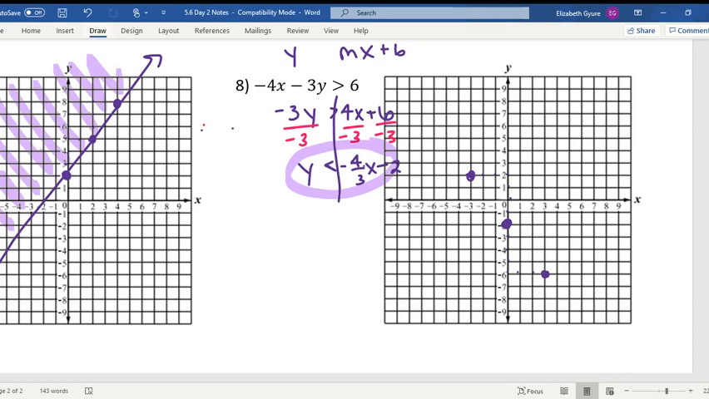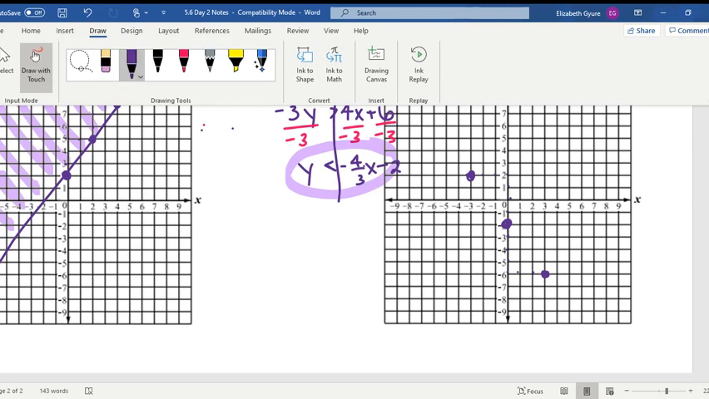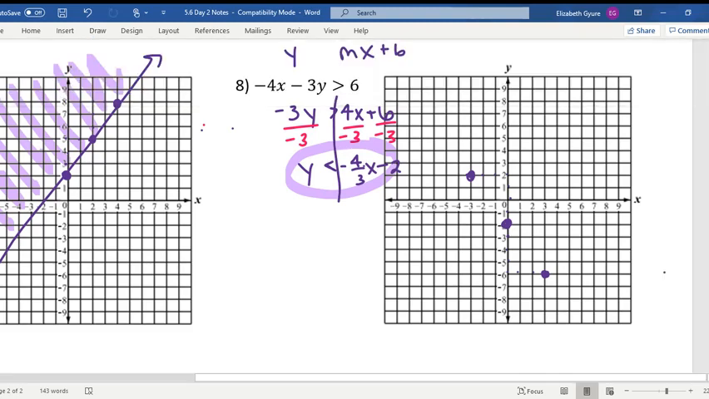So we want dotted or solid. Who said dotted? Oh, it's Dallas. Okay. All right. So yeah, you are absolutely correct, Dallas. We need a dotted line here. How can you tell it's dotted, Dallas? Yeah, you don't have the little bar underneath. Very good. And now we need to decide if we're going to shade above or below.